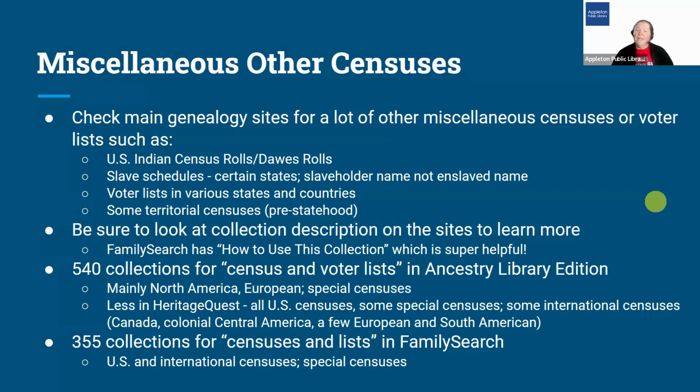Then FamilySearch, they've got a little bit less. They've only got about 355 collections for the censuses and lists, but it does include international and US censuses, as well as some of the special censuses. So definitely check out both, of course.